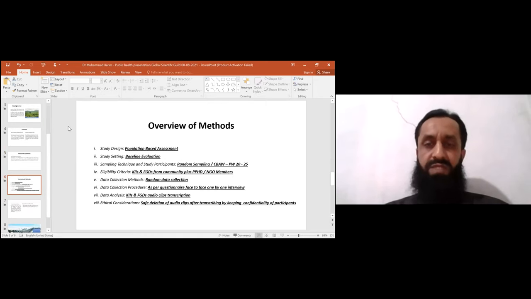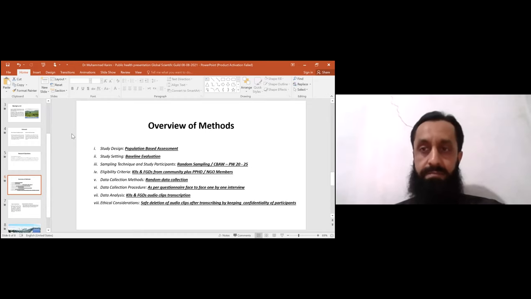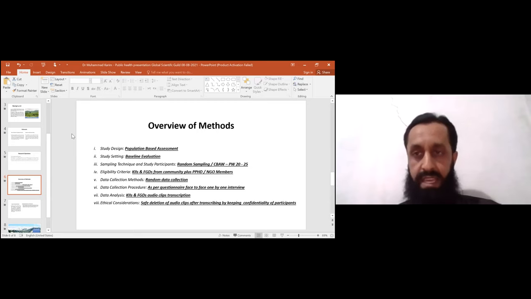What was the overview of methods used in our study? The study design was a population-based assessment, and the study setting was a baseline evaluation. The sampling technique was random sampling. Our participants were childbearing age women, CBAW, and pregnant women, PW, 20 to 25 years of age.